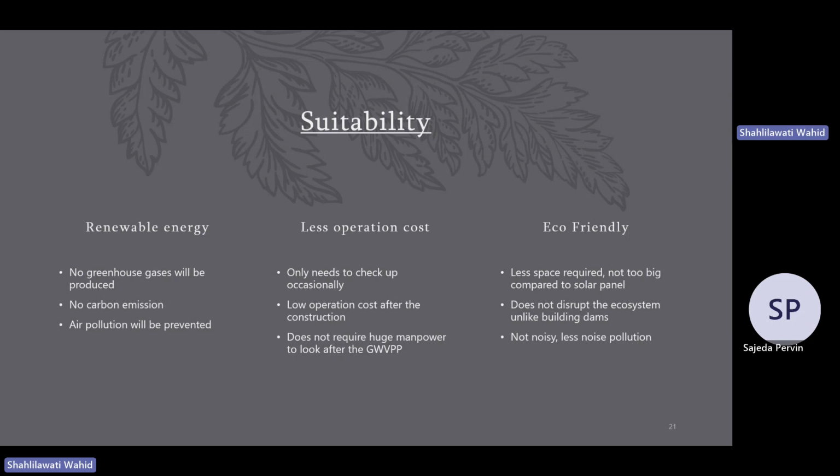And finally, it is eco-friendly, as it requires less space to build compared to something like solar panels, while also not causing disruption in the ecosystem like building dams. And most importantly, it is not noisy, as the only noise it makes is the flow of the water, which has less noise pollution.